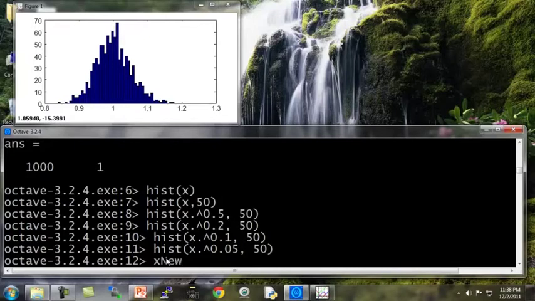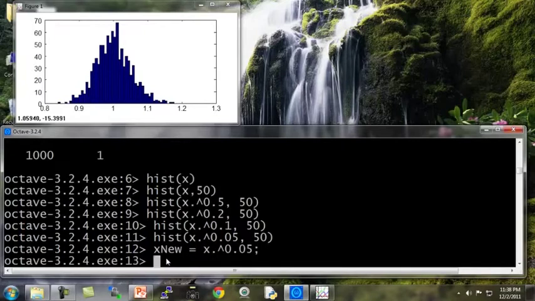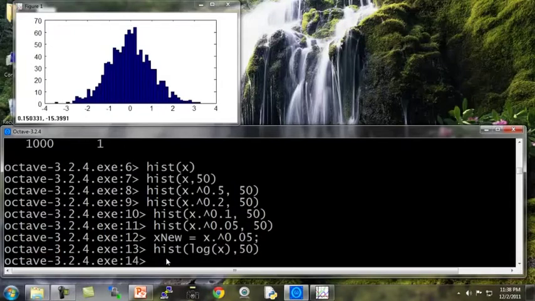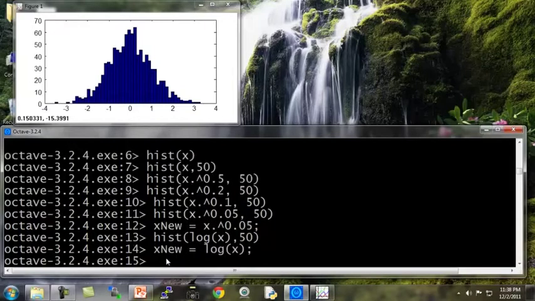So I could define a new feature, which is x_new equals x element-wise exponentiation to the 0.05, and now my new feature x_new looks more Gaussian than my previous one, and I might instead use this new feature to feed into my anomaly detection algorithm. And of course, there's more than one way to do this. You could also have hist of log of x. That's another example of a transformation you could use. And that also looks pretty Gaussian. So I could also define x_new equals log of x, and that would be another pretty good choice of feature to use.